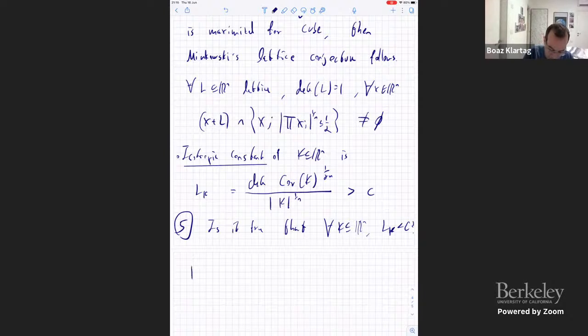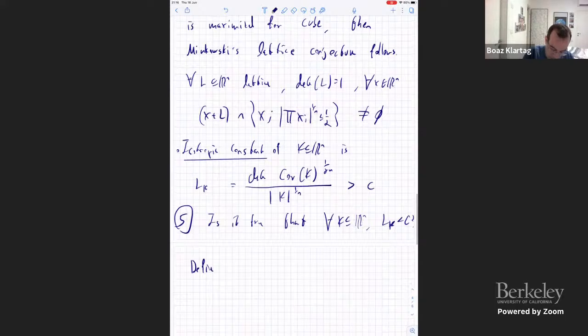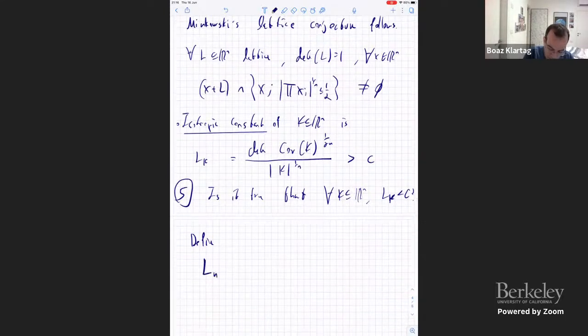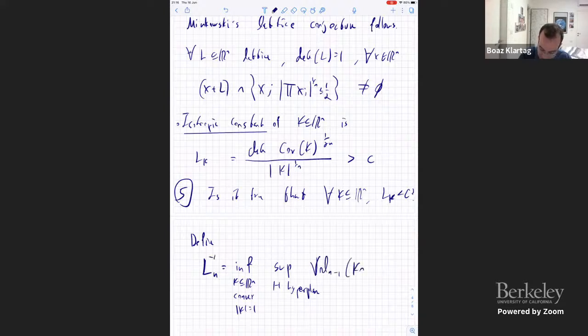Okay, so let's define. I would not work with the isotropic constant; I work in a slightly different way, which is equivalent up to a universal constant. I go over all convex sets of volume 1, and for each I try to see what is the section of largest volume. And that's this quantity, this one over that.